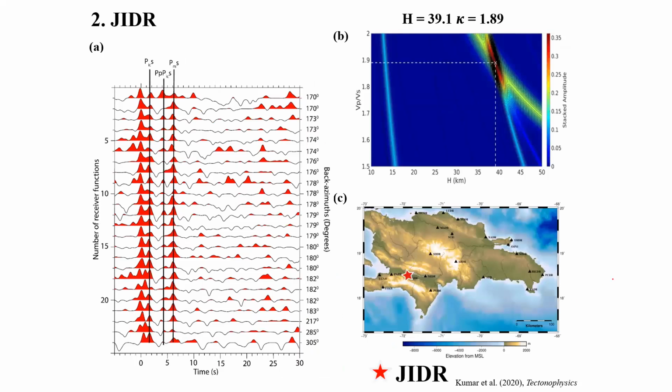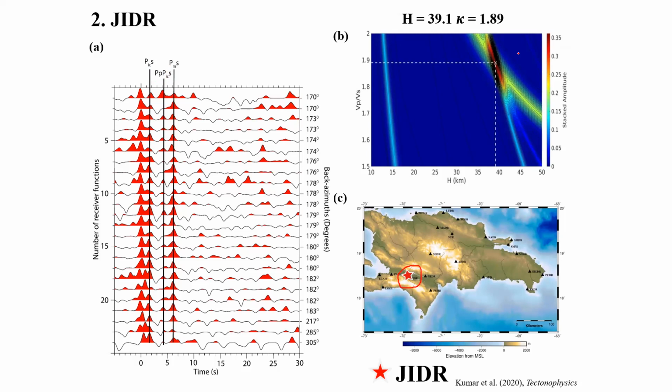Likewise, for another station that has its location somewhere here, represented by a star again, the station code is JIDR, and he again identified some of the phases by looking at the coherency of the phases among all the receiver functions. So this is for the Ps converted phases from an intracrustal discontinuity. This is the converted phase PpPs from the intracrustal discontinuity again. And this is the Ps phase from the Moho discontinuity.